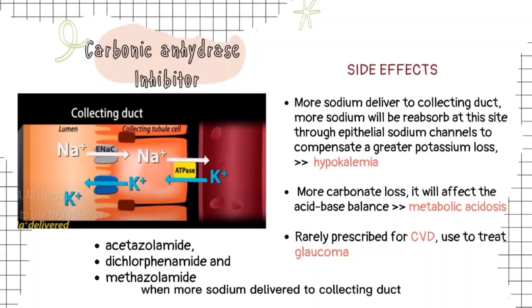When more sodium is delivered to collecting duct, more sodium will be reabsorbed at this site through epithelial sodium channels to compensate, causing a greater potassium loss, which may cause hypokalemia. Besides, because of more bicarbonate loss, it will affect the acid-base balance, which will cause metabolic acidosis. Therefore, these diuretics are rarely prescribed for cardiovascular disease, and they are mainly used to treat glaucoma. Examples of these diuretics include acetazolamide, dichlorphenamide, and methazolamide.